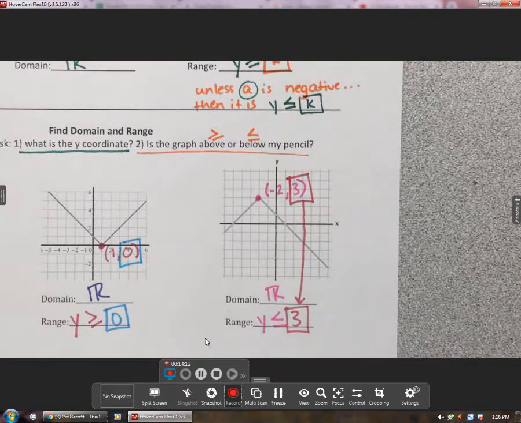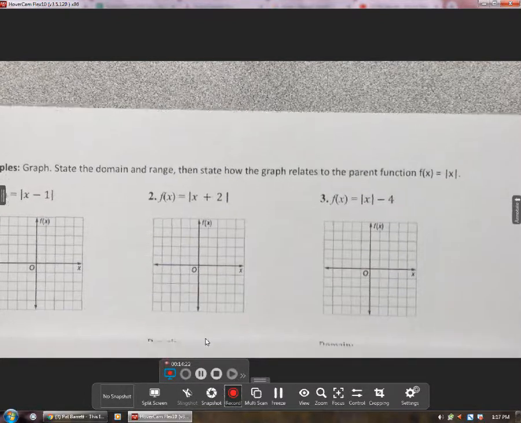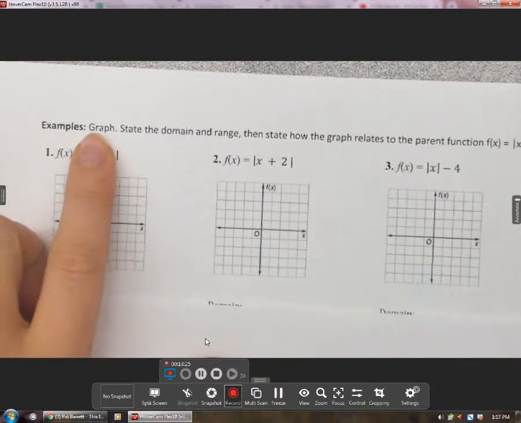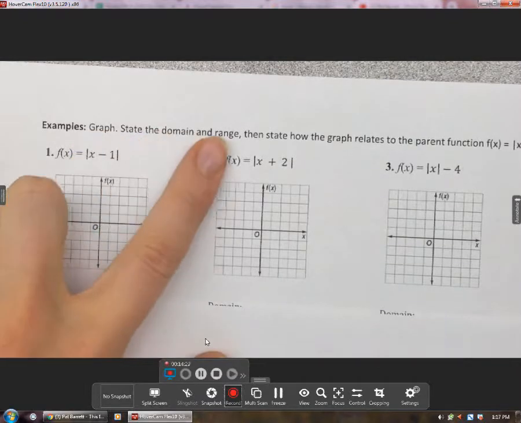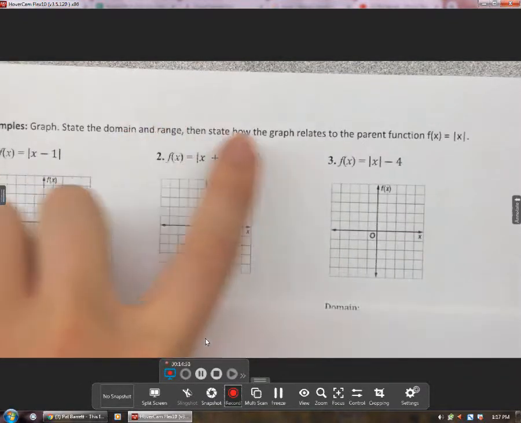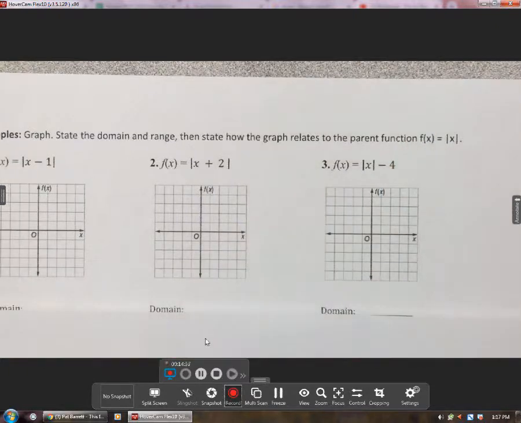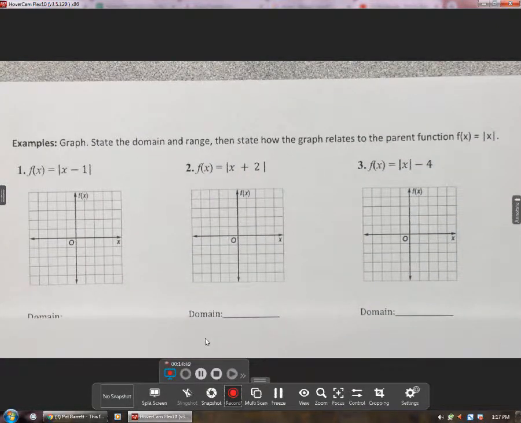That was just some practice to help you feel real confident like you got it. Alright, let's try a couple of these together. On your homework, you're going to be asked to graph, state the domain and range, and then state how it relates to the parent function. So something I only explained in one of the hours. If you're in second hour, I did not explain this last week.